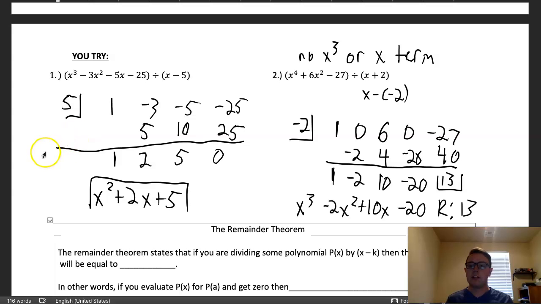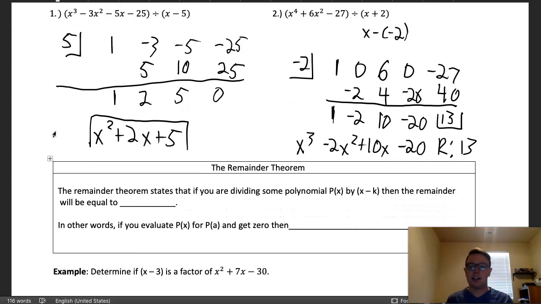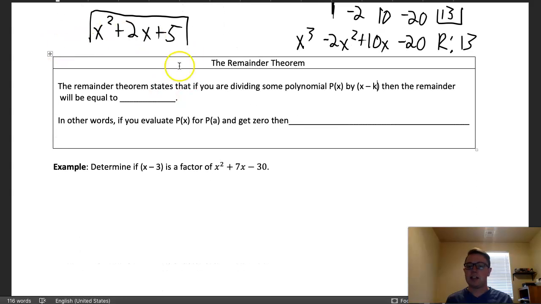Now, just like with polynomial long division, the remainder is actually an important part of synthetic division. Specifically, we actually have a remainder theorem about this. The remainder theorem says that if you're dividing some polynomial by x minus k, like we've been doing with synthetic division, then the remainder will be equal to the function value at the point k. This is important because if you evaluate the polynomial at that point and you get 0, that means that x minus k is a factor of the polynomial.